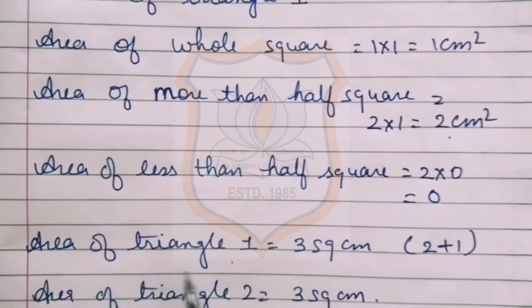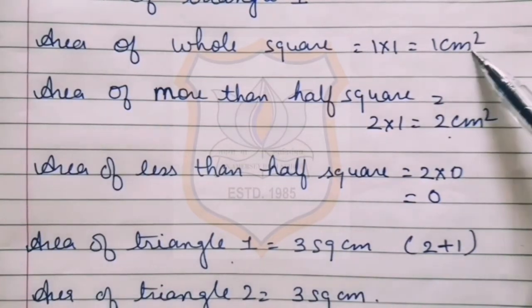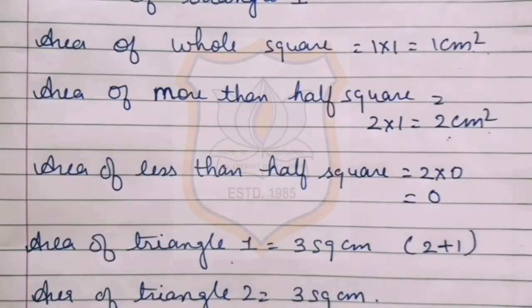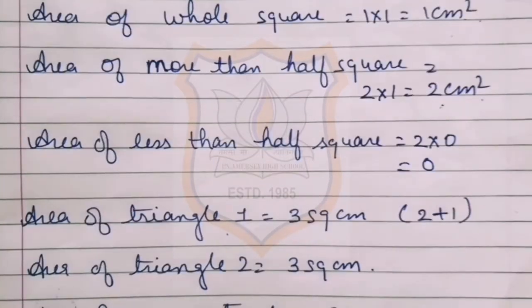We get the area of triangle 1 by adding the area of whole square, that is 1 centimeter square, and the area of more than half square, that is 2 centimeter square. By adding 2 and 1 we get 3 square centimeter. As it was mentioned in the question that after dividing the rectangle, we will get one small rectangle and two equal triangles, the area of triangle 2 is also 3 square centimeter, as both the triangles were of equal measurement.